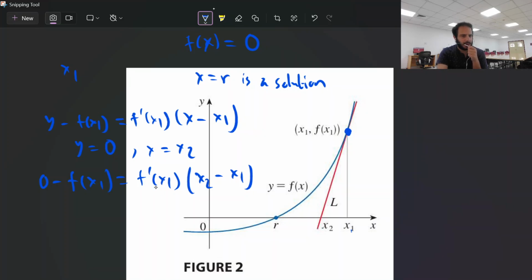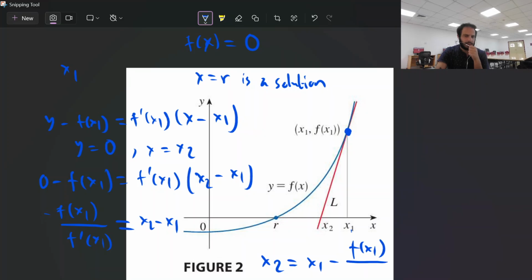Divide both sides by f'(x1). You get minus f(x1) over f'(x1) equals x2 minus x1. Add x1 to both sides, you get x2 equals x1 minus f(x1) over f'(x1).